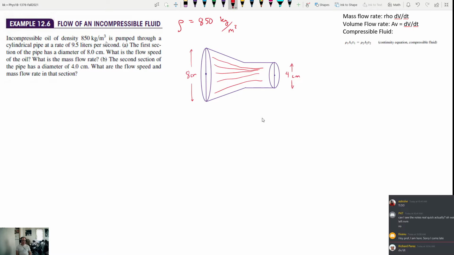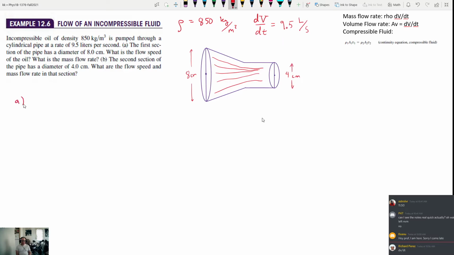dV/dt, that's right. That's the volume flow rate because it's in liters per second. So I'm just going to label that as dV/dt, volume over time, that is 9.5 liters per second. We will probably have to convert that. The symbol for liter is a capital L, in case you haven't seen that before. I suspect you probably have, but I don't know. All right, so that's all we know.